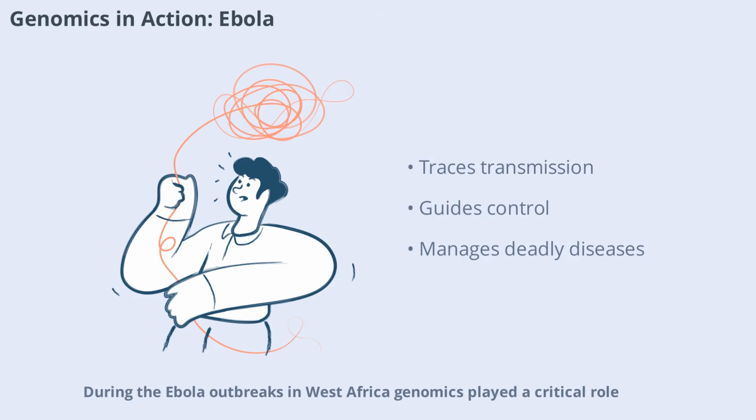During the Ebola outbreaks in West Africa, genomics played a critical role. Sequencing the virus helped trace transmission chains, identify sources, and guide control measures. This experience demonstrated the value of genomics in managing deadly diseases.